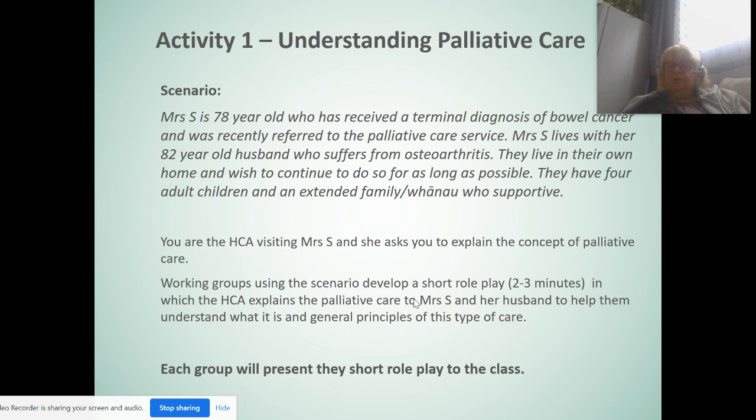Okay, so a short scenario. You read the scenario and develop a short role play, 2 to 3 minutes long. Now you can either submit the written role play, or you can video or get a family member to record you doing the role play and upload that to Moodle. Okay, make sure you upload it in a YouTube format. All right, and we will carry on with this shortly.